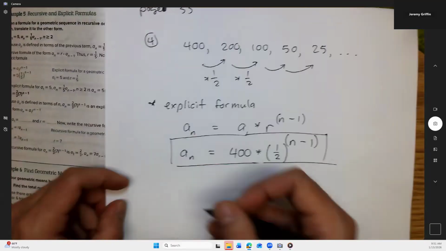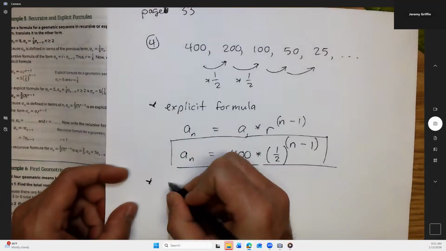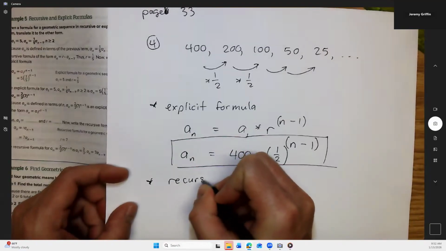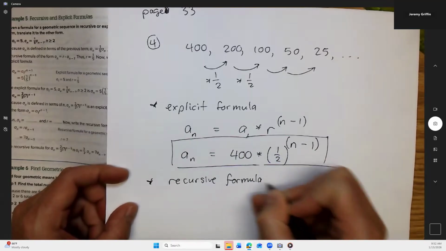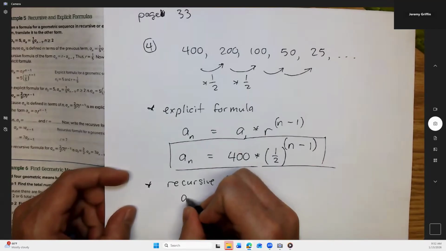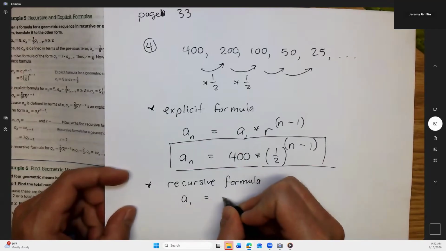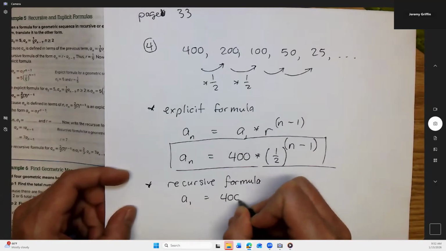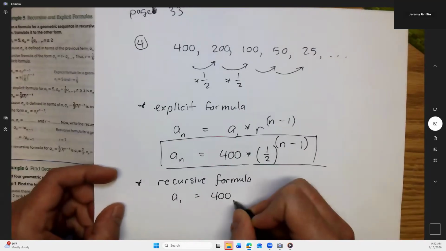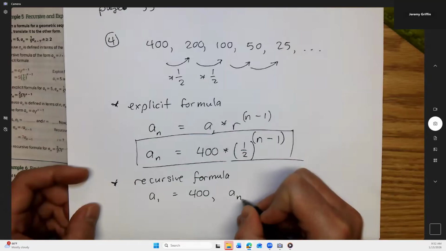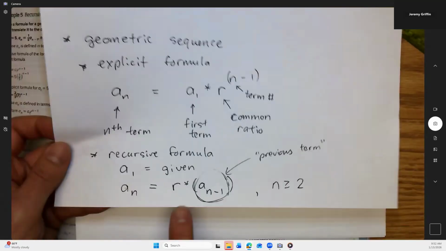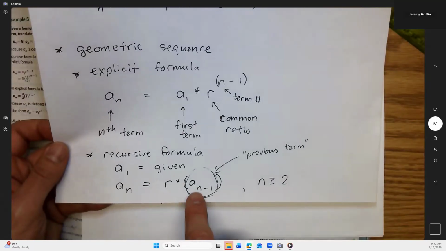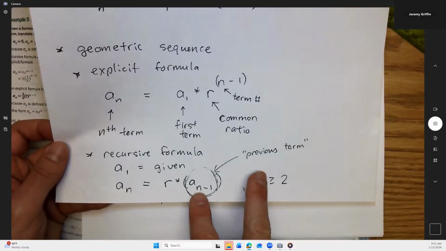But there's a different way to describe the sequence, and that's with a recursive formula. So let's look at recursive. Okay. So recursive, you're given the first value, which is what's A1 equal to again? 400. Right. And then the textbook goes comma, and then it says the nth term is equal to, so I wrote this before, the ratio times the previous term. The common ratio times the previous term.